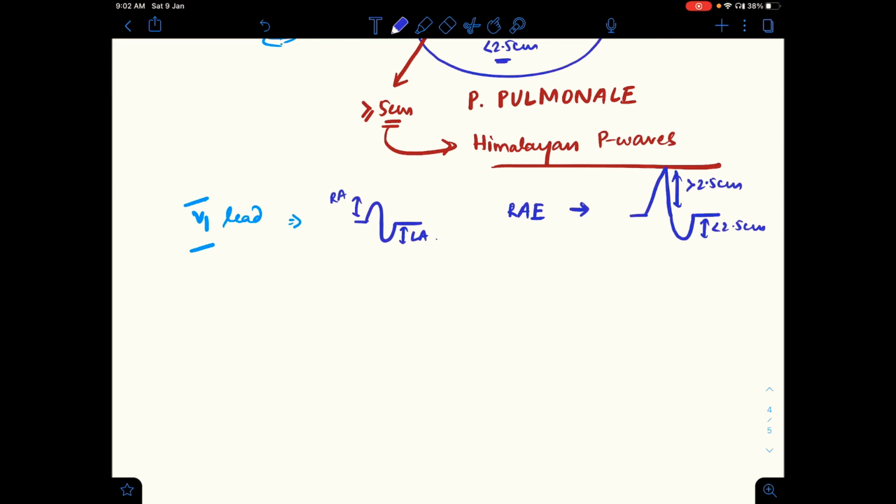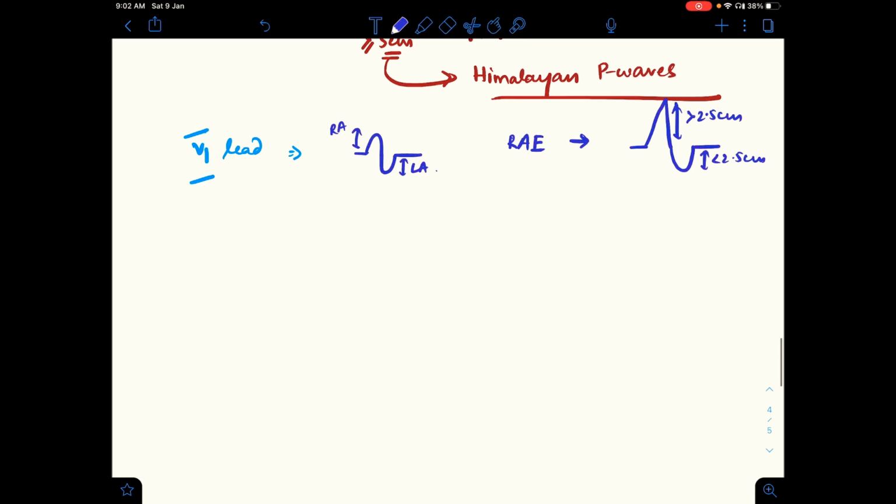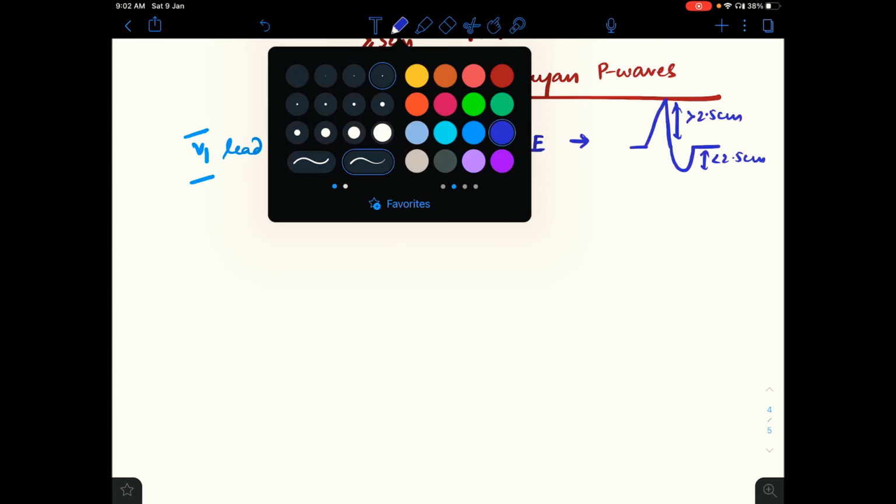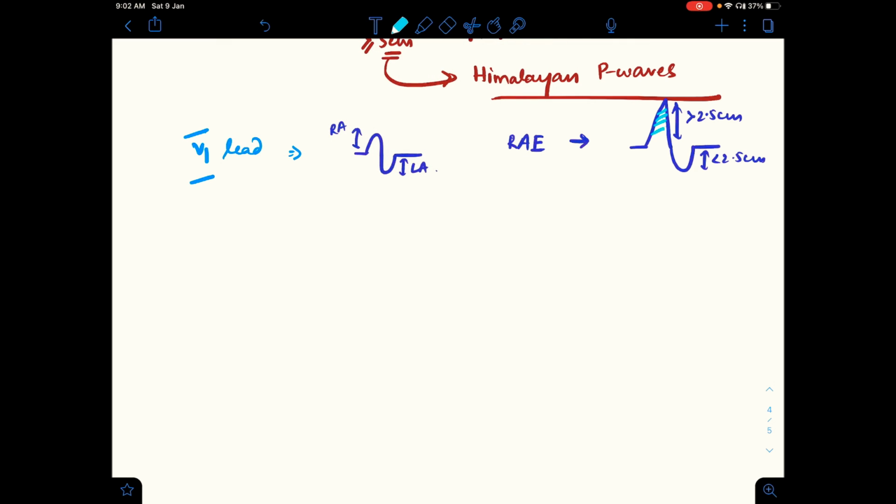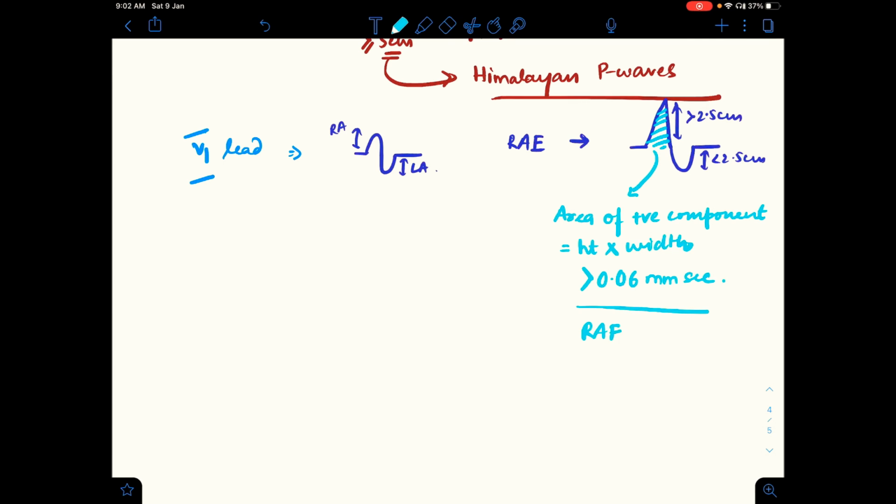As simple as that. And we will have to calculate the area of the positive component. So area is equal to height into width. If it's more than 0.06 millimeter per second, we call it a right atrial enlargement.